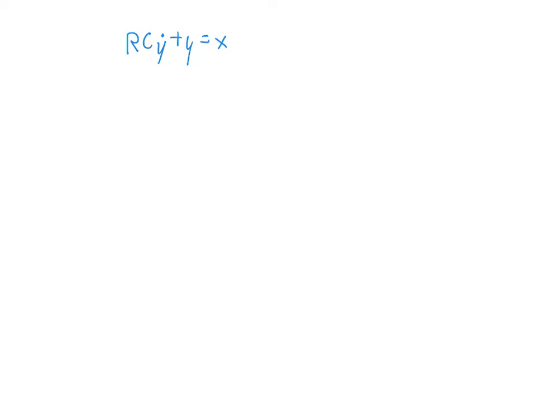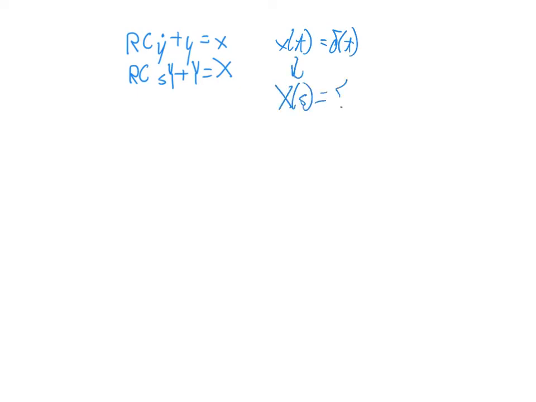Now we apply the Laplace transform, so RC s Y, so that's Y of s, right? I'm just not showing the dependence on s. We understand the capital letters Y and X represent Laplace transforms. And on the right-hand side, I have capital X, the Laplace transform of the function x. Now, what we need to do to get the impulse response is figure out, if I want to make x of t equal to the impulse, then what is the Laplace transform of that?